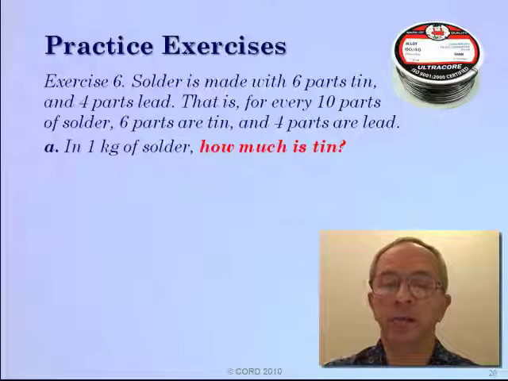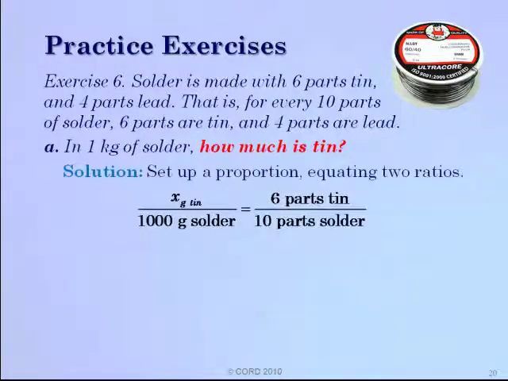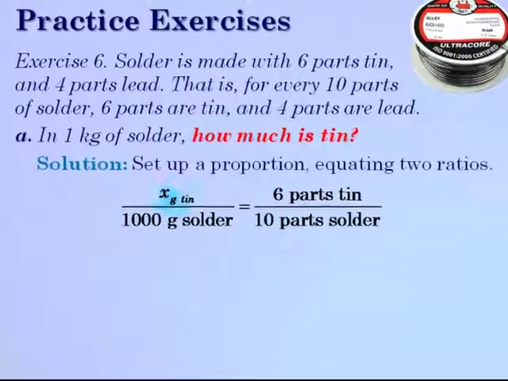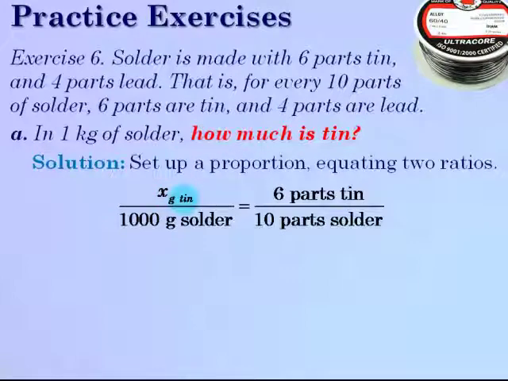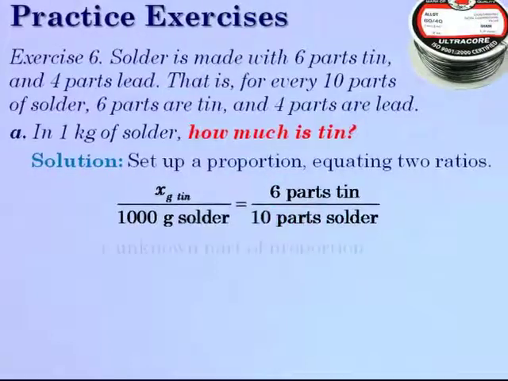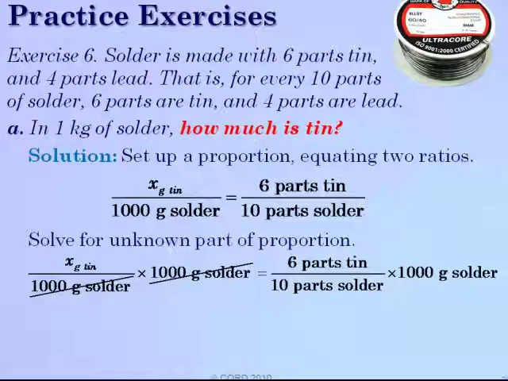So in 1 kilogram of solder, how much of it is tin? Well, we'll set up a proportion equating 2 ratios. X, for the number of grams of tin that we're looking for, is related to 1,000 grams of solder. As we know, the ratio of 6 parts tin to 10 parts solder. So now we just need to solve for the unknown parts.